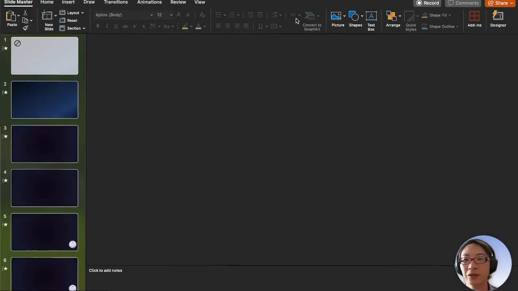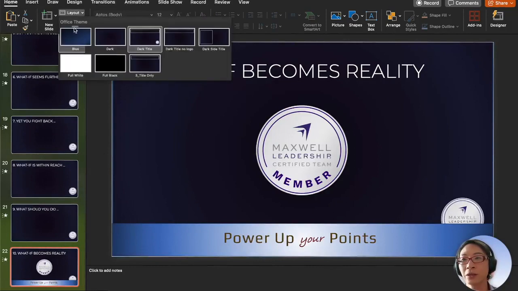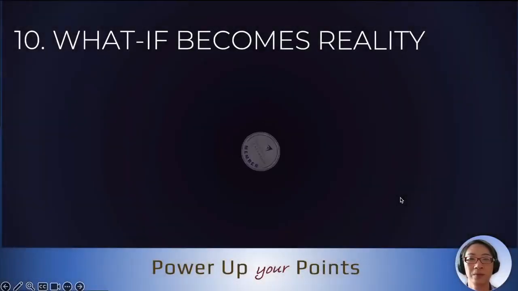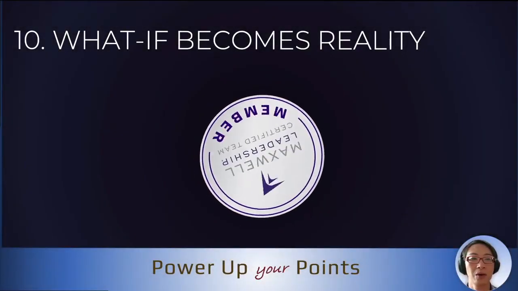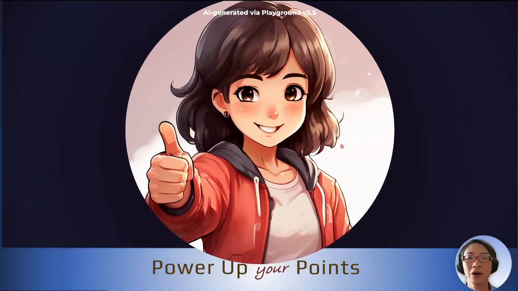And if I close this, yeah, it's still here because it's still using the old layout. So what I need to do is go to the layout section, and change it to the dark title no logo. Whoa, it seems to work. Let's check it out in presentation mode. Wow. Okay. So good job. I think you got it.